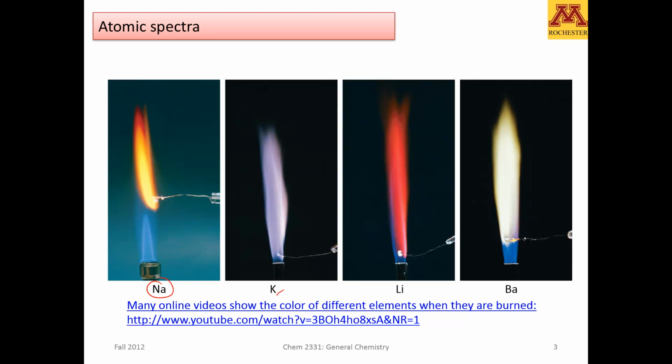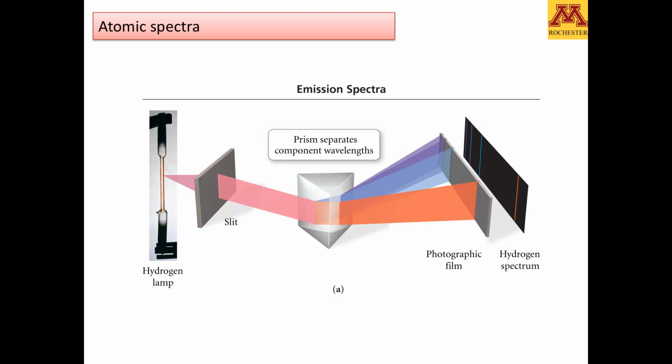So it seems like each of the elements has its own fingerprint of color. What happens if we look at this color in a little bit more detail? So what happens if, in here, could be the flame, it could be your flame with some sodium, or in this case there's just hydrogen.